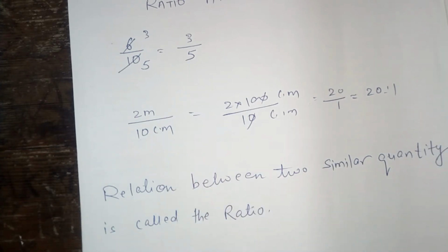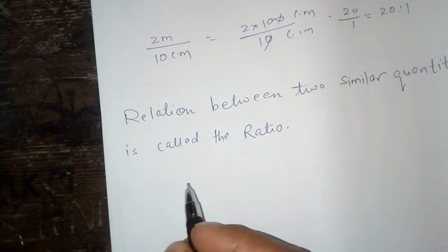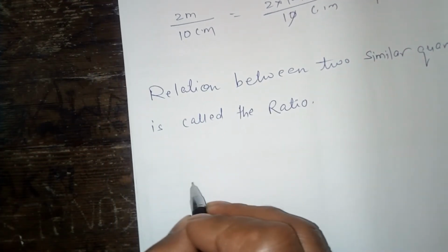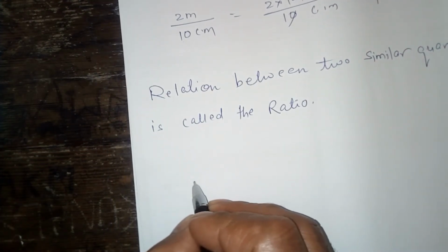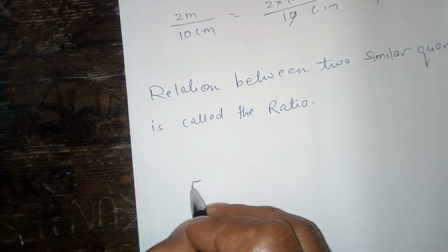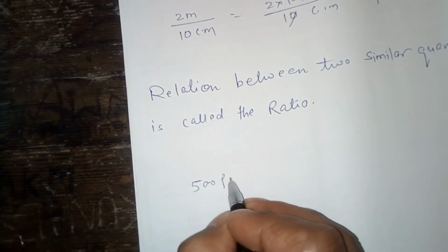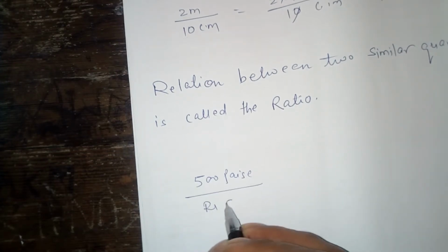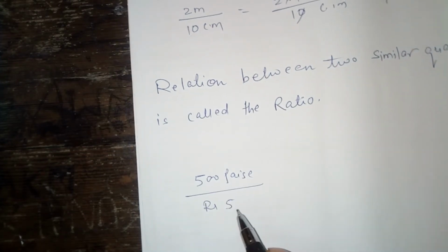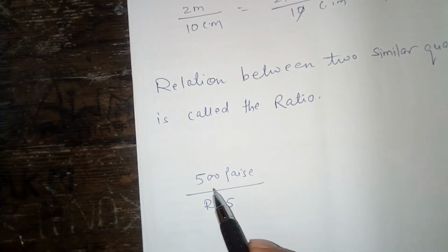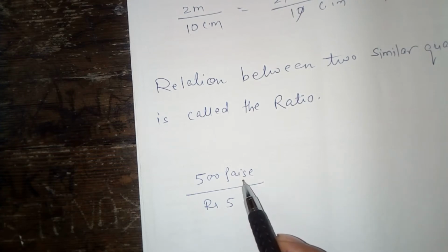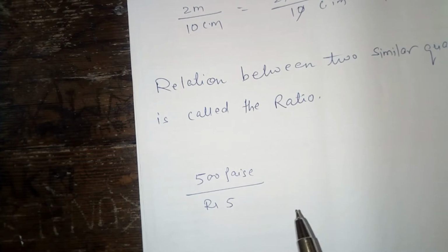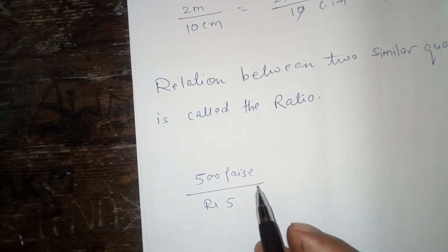Okay, my dear students, I just want to give one more example. Suppose this is 500 paise upon rupees 5. How can you take out the simplest form of 500 paise upon rupees 5? We cannot take out the simplest form of the given numbers. So what will you do?